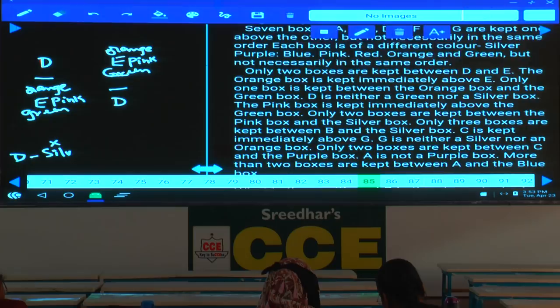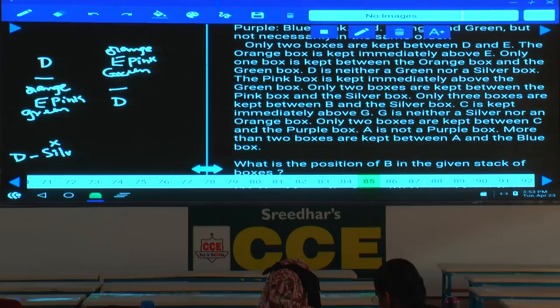And D is neither a green nor a silver box. And the pink box is kept immediately above the green box. Pink is immediately above the green box. Next one. And only two boxes are kept between pink and the silver box. Between pink and the silver box, there must be exactly two.